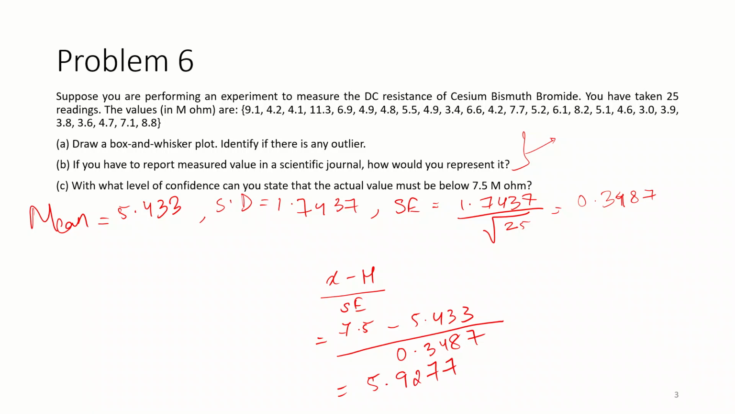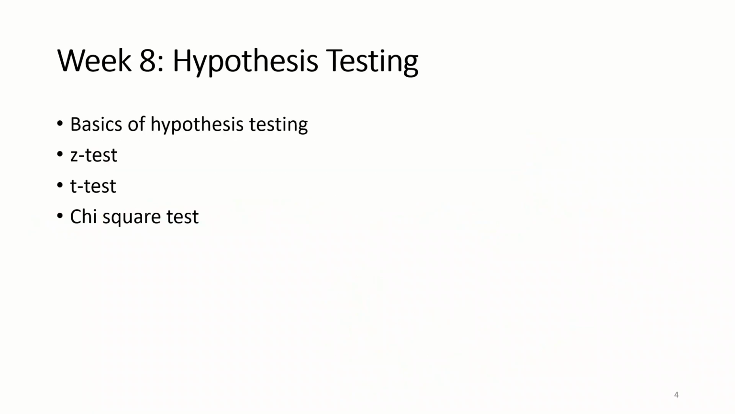This you have to check from the significance table, to see above what value this one will lie. That you have to see from the table. So that was how we have to do it.